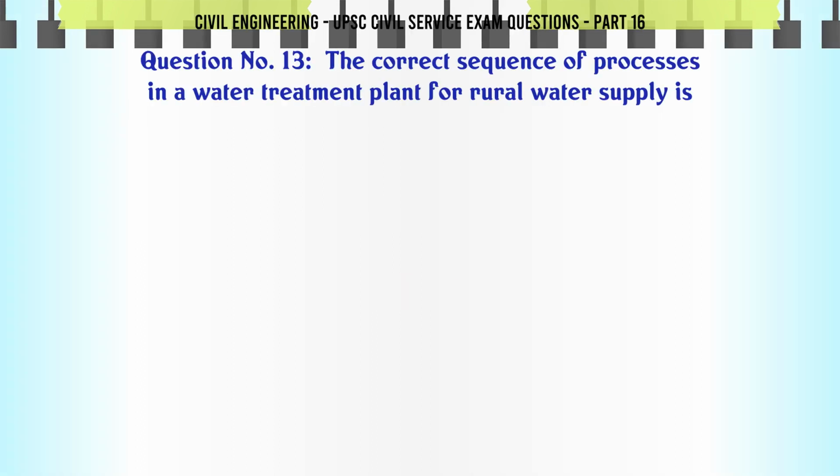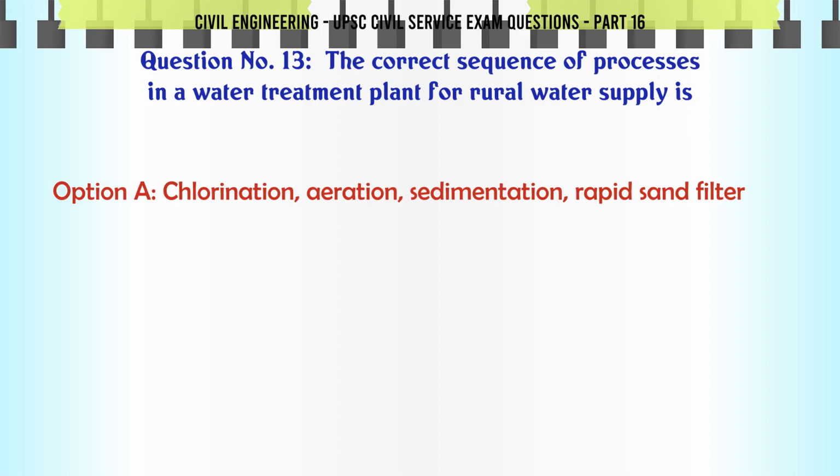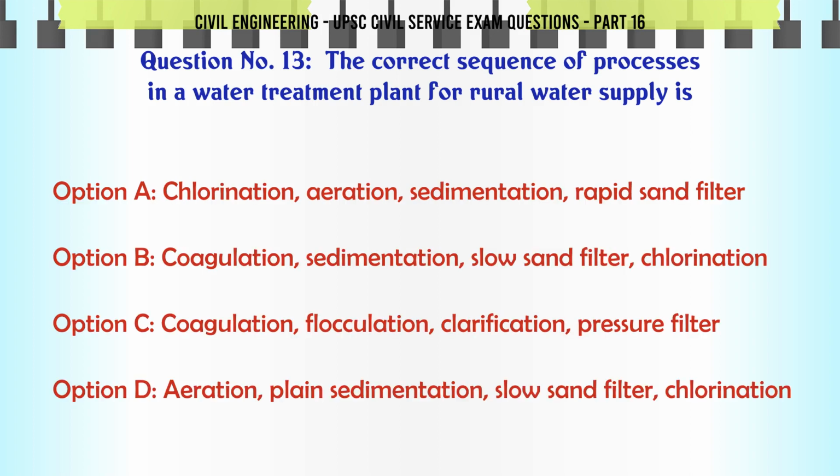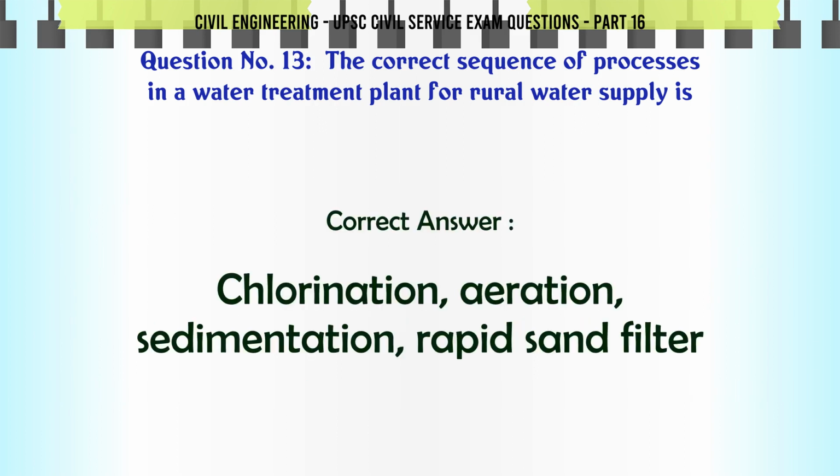The correct sequence of processes in a water treatment plant for rural water supply is A. Chlorination, aeration, sedimentation, rapid sand filter. B. Coagulation, sedimentation, slow sand filter, chlorination. C. Coagulation, flocculation, clarification, pressure filter. D. Aeration, plain sedimentation, slow sand filter, chlorination. The correct answer is chlorination, aeration, sedimentation, rapid sand filter.